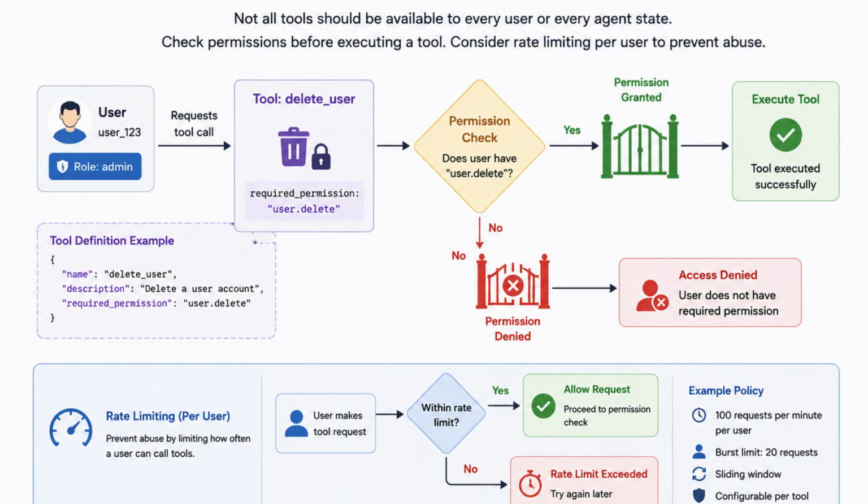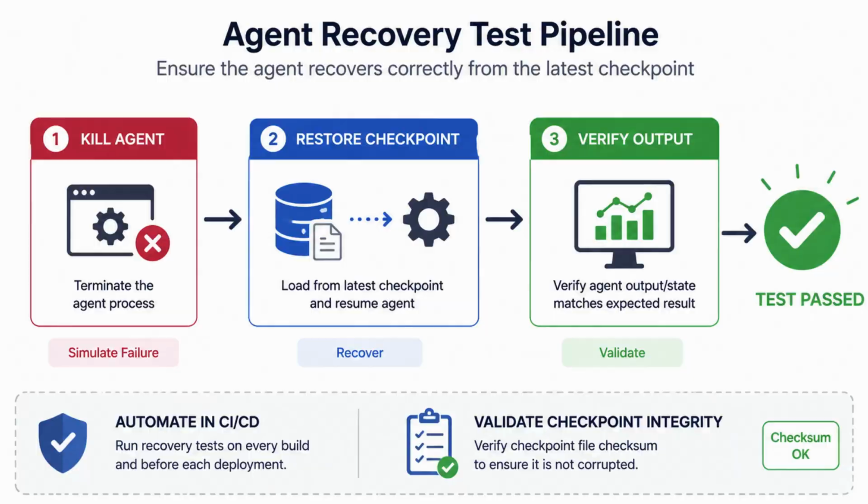Not all tools should be available to every user or every agent state. Implement permission checks before executing a tool. For example, only admin users can call delete user. You can attach a required permission field to the tool definition and check it at runtime. Also consider rate limiting per user to prevent abuse.